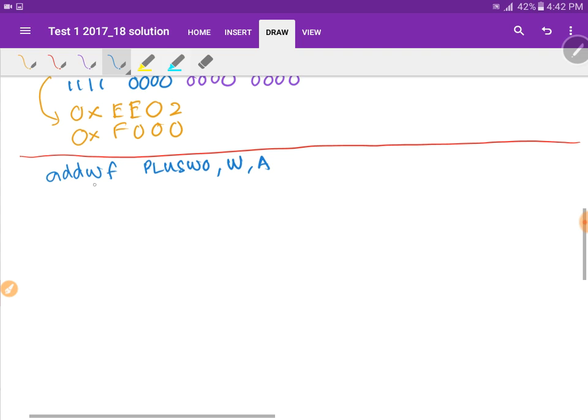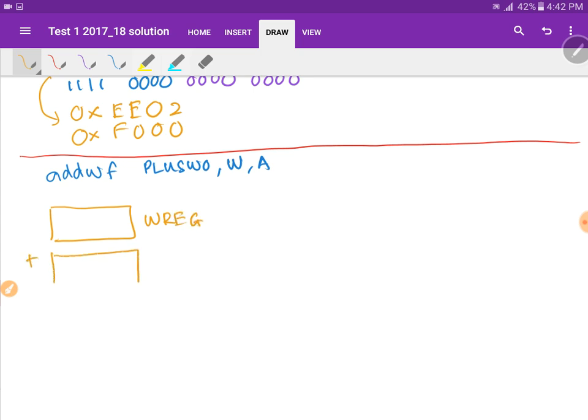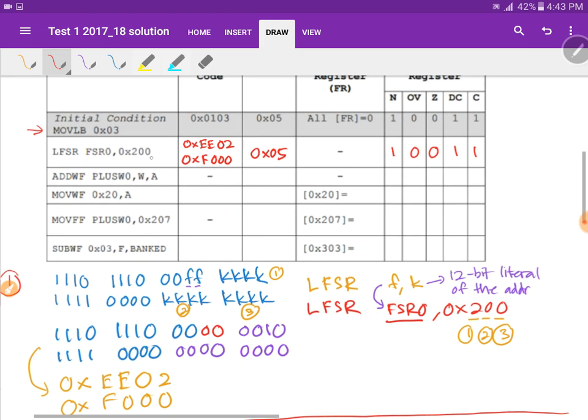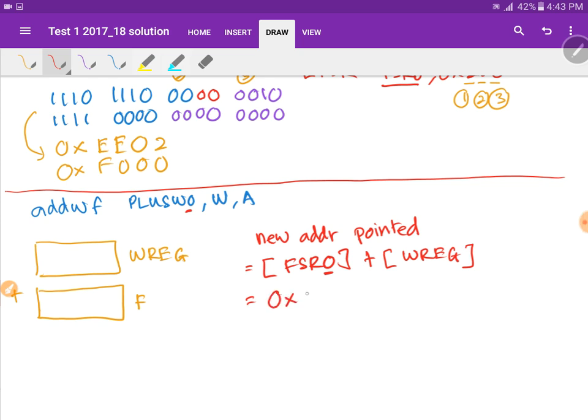Now when we see this instruction, it is something like this. We have the content of working register and you plus it with the content of a file register. This will be the file register, but the file register is being pointed by this plus W0. So what does plus W0 mean? It means that the new address pointed is equal to the content of FSR 0. How do I know that this is FSR 0? Because you can see here it is plus W0, plus with the content of working register. So what is the content of FSR 0? If you remember, we have just loaded it with 200. So the content of FSR 0 will be 200 plus the content of working register.